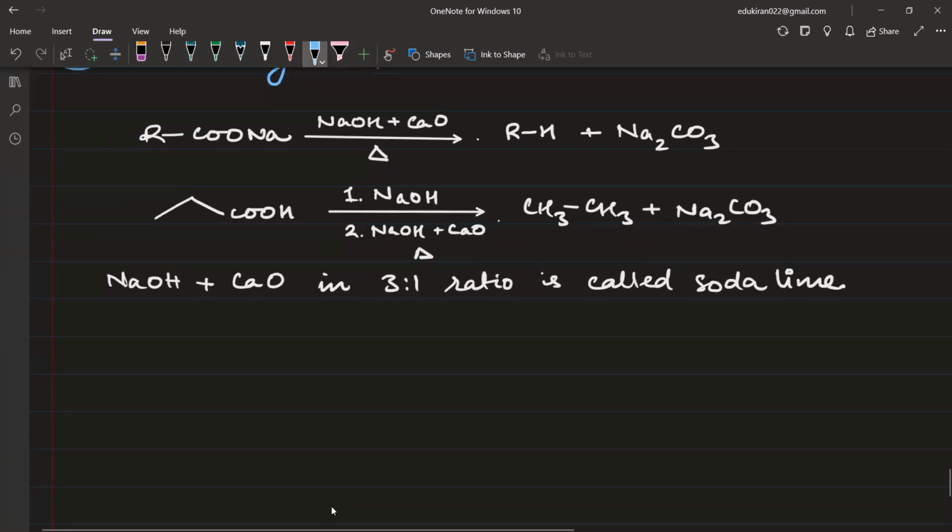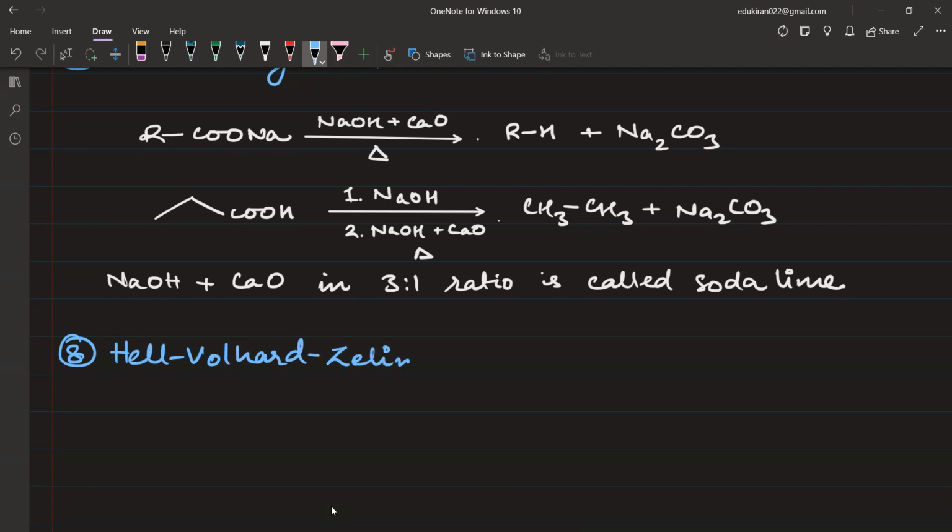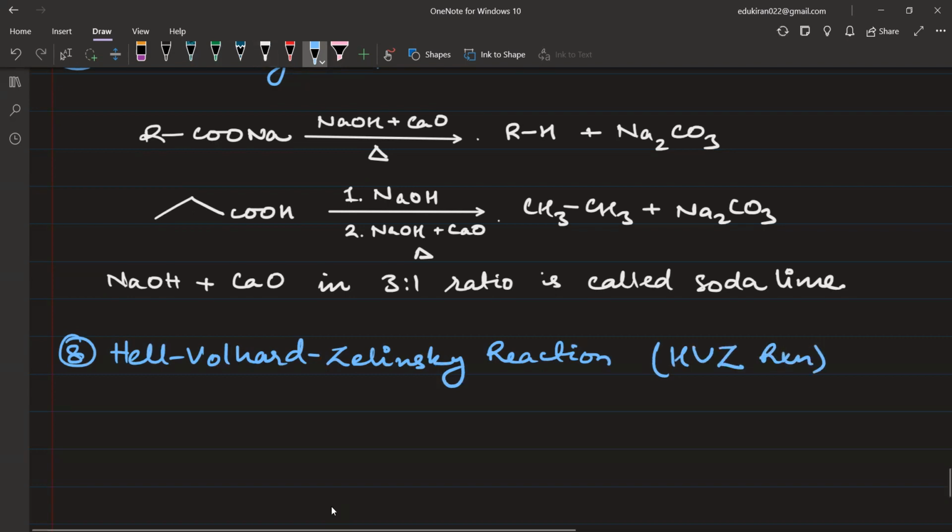All right, the 8th reaction: the Hell-Volhard-Zelinsky reaction, also known as the HVZ reaction. Okay, the name is quite big, but the reaction on its own is very simple.